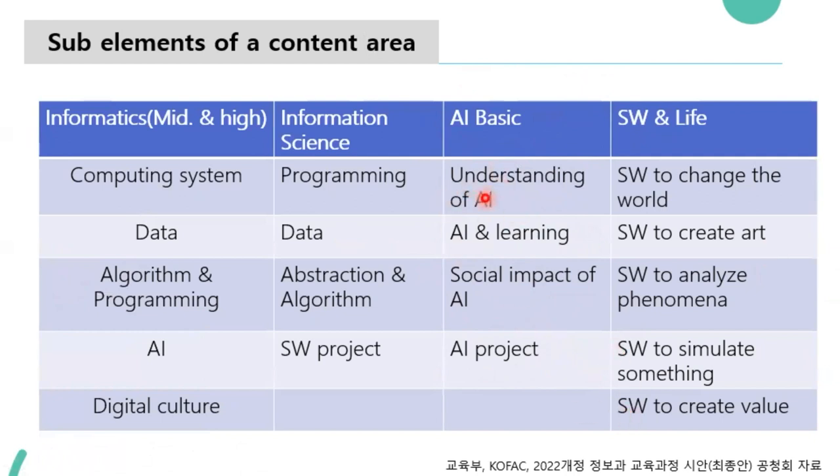AI basics is an elective course available to high school students. In this course, students primarily run machine learning algorithms and programming and perform an AI project. And the software and life course is designed to teach integration of software development with other subjects. For instance, students perform projects related to subjects such as art, music, social studies, science, and mathematics. The software and life course is a new subject and the textbook is currently being developed. We are also very curious about what the textbook will cover.